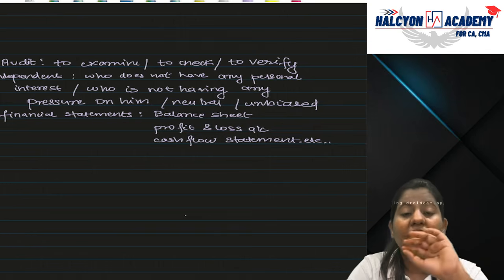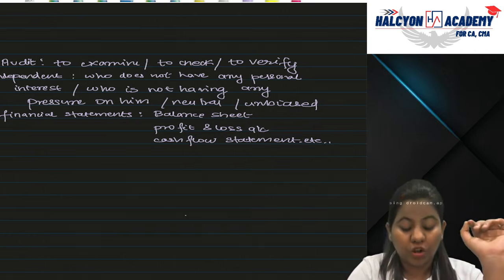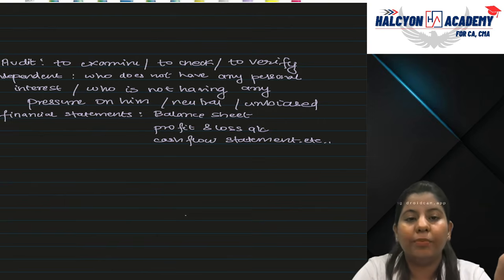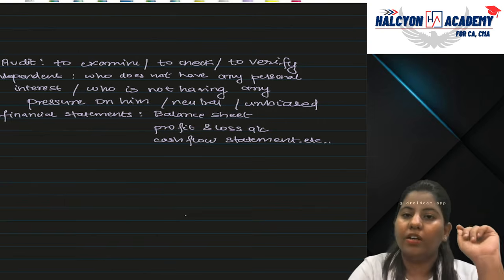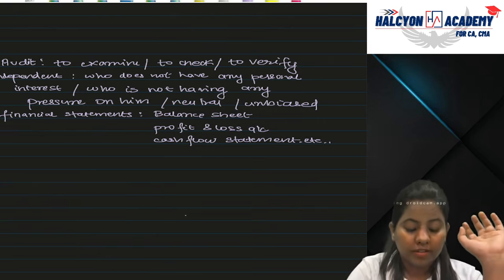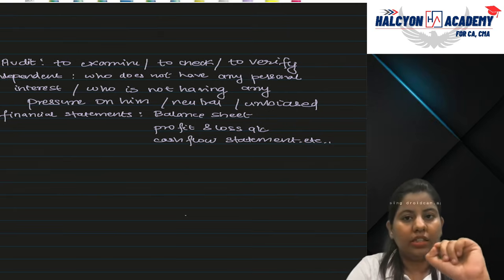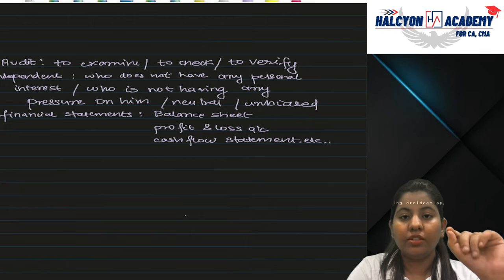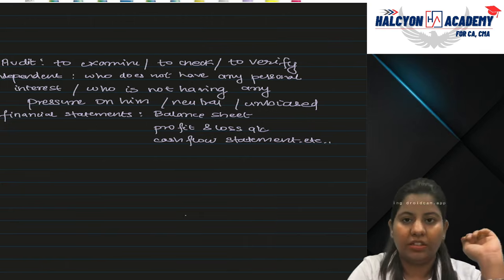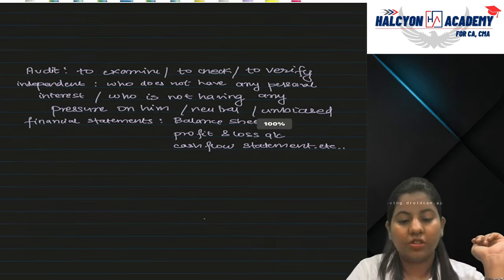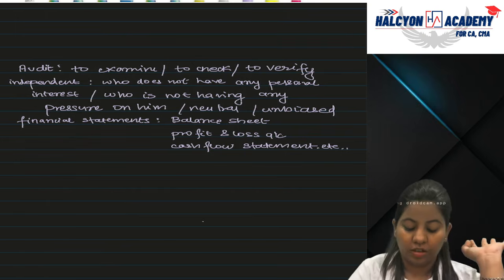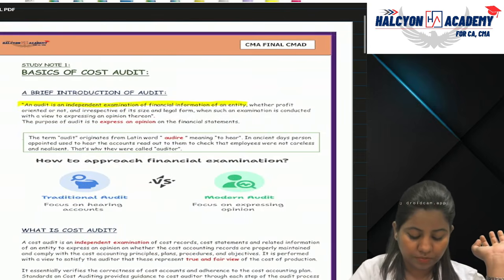Anything which shows the financial position of an entity is a financial statement. Like the balance sheet, profit and loss account, cash flow statement. These are the financial statements of an entity. And financial information is information given in the financial statements, which shows the financial position of an entity. I hope this is clear.